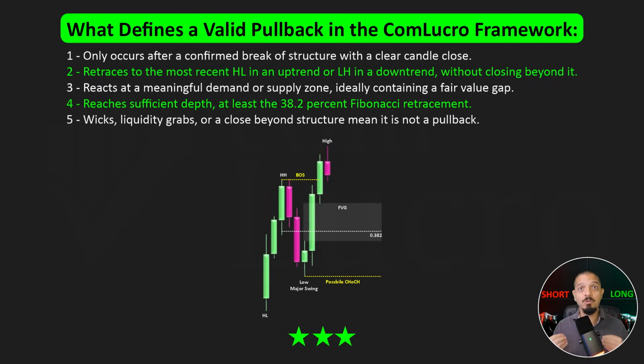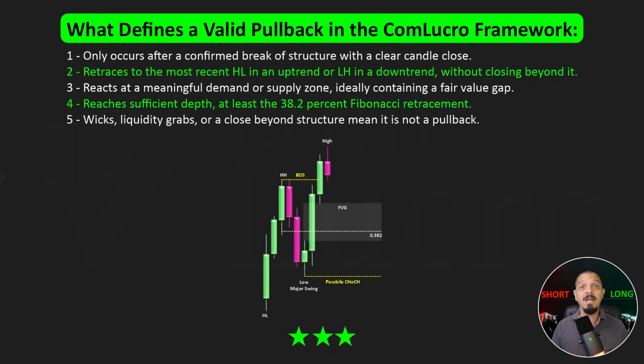Traders, do you really know what a pullback is? A perfect pullback in the ComLucro framework follows very specific rules. First, it only happens after a confirmed break of structure with a clear candle close, not just a wick. Second, the pullback retraces toward the most recent higher low in an uptrend or the most recent lower high in a downtrend without breaking and closing beyond that level.